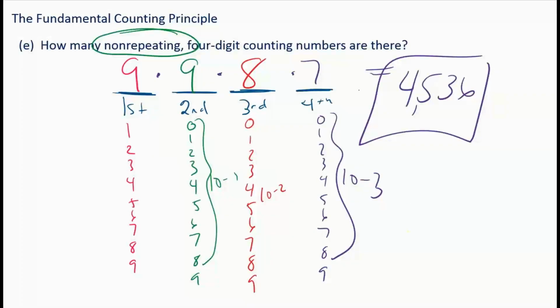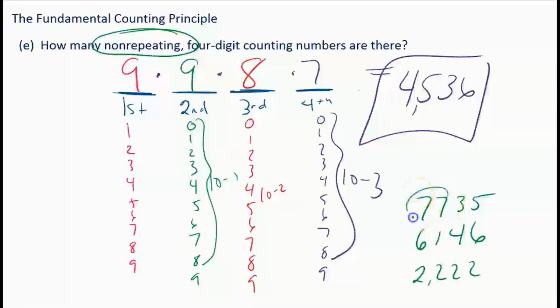Let me get my pen working. Numbers like 7,735 or 6,146 or 2,222. All those numbers are out. Why? Because they have repeating values, right? And that messes up the fact that half of my numbers are even and half of my numbers are odd.